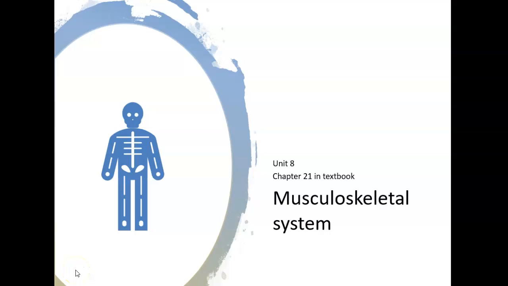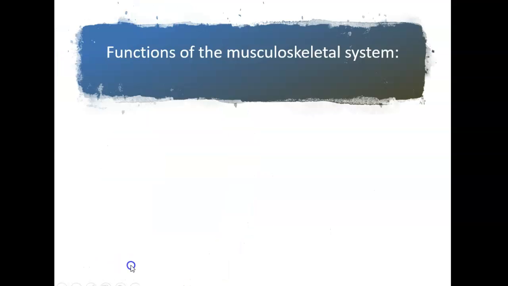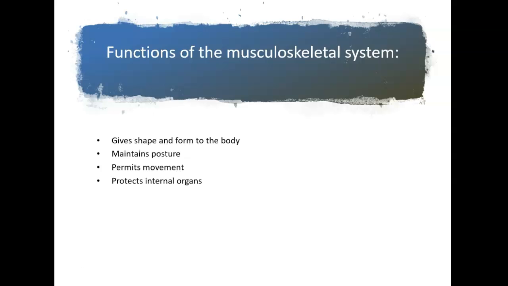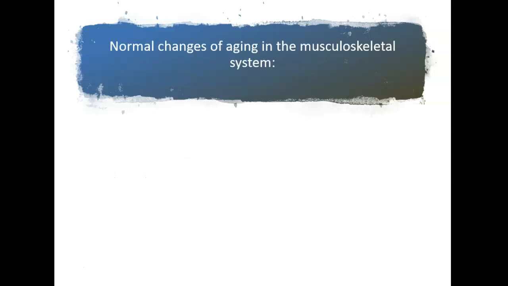Welcome, class. We are on Unit 8, which is Chapter 21 in your book, Musculoskeletal System. The functions of the musculoskeletal system are they give shape and form to the body, maintain posture, permit movement, protect internal organs, store calcium and phosphorus, produce heat, and produce some blood cells.